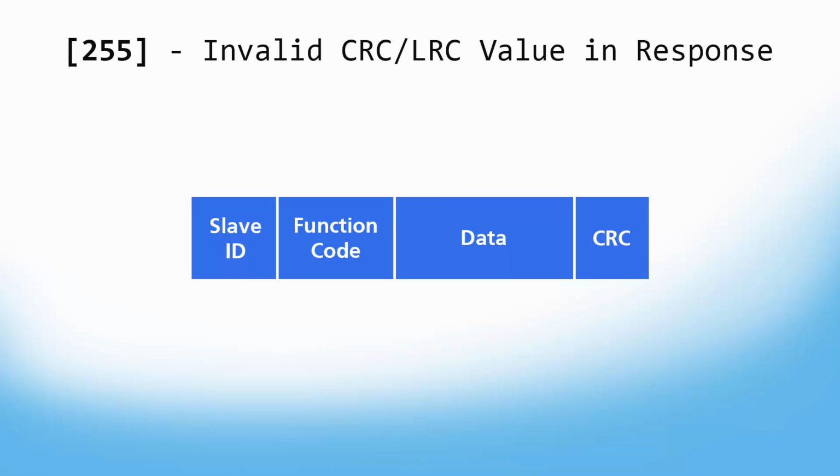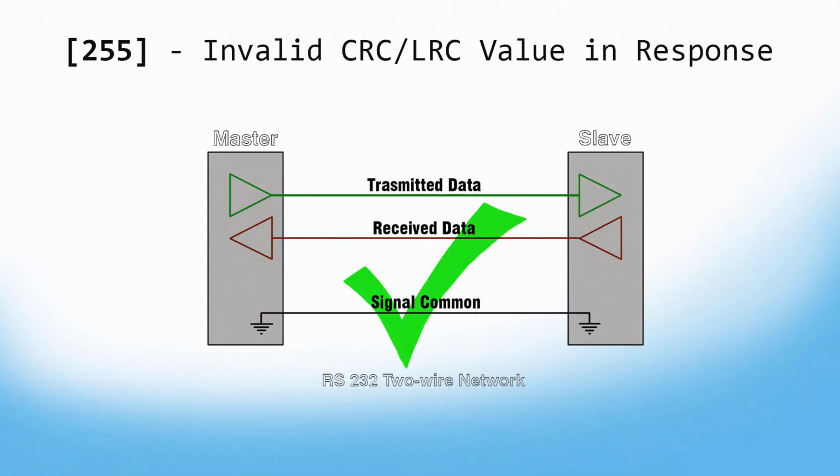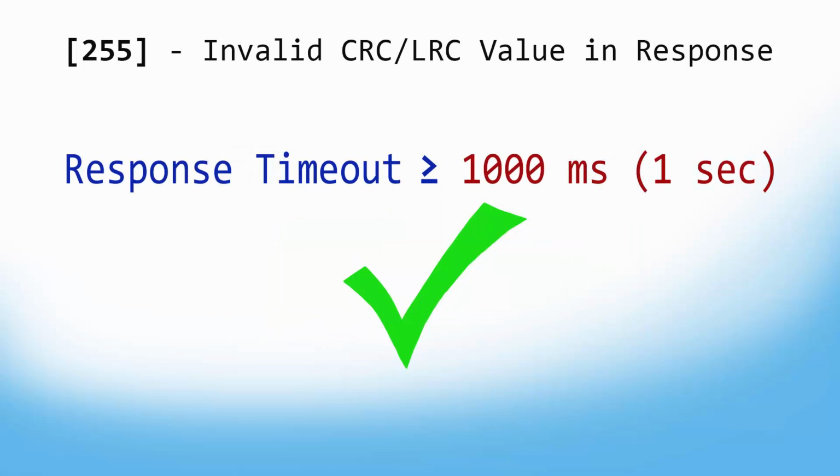which indicates an invalid CRC/LRC value in a response. This is usually the result of noise on the transmission line or the connection being closed while the response was still being transmitted. Again, check your wiring and be sure that the response timeout is not less than 1 second.